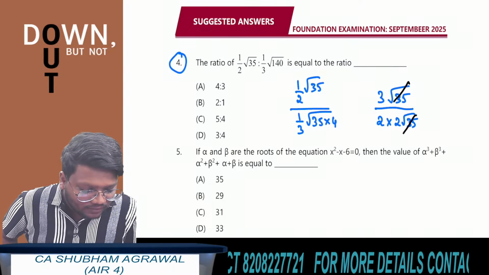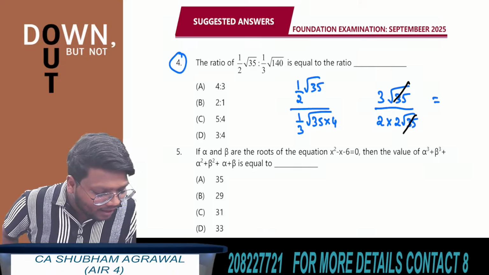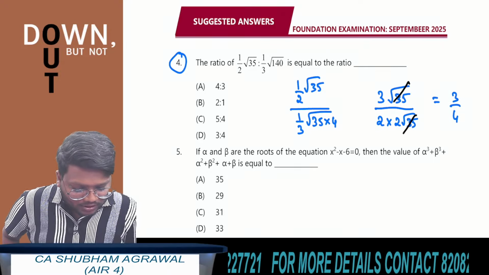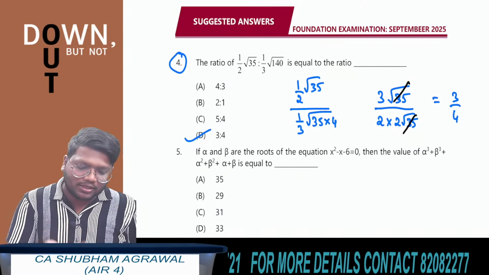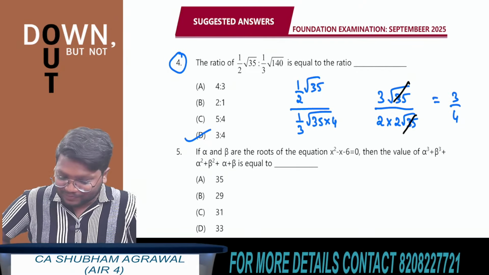What is the final answer? 3 by 4. Which option is correct? Option D. This question is a very simple question.